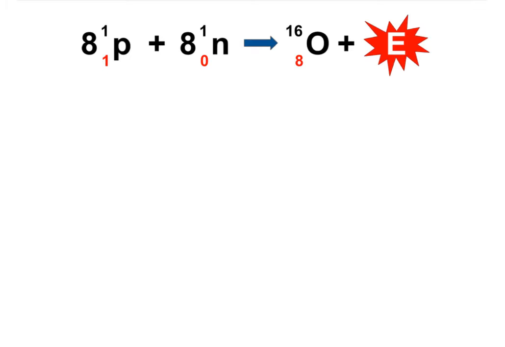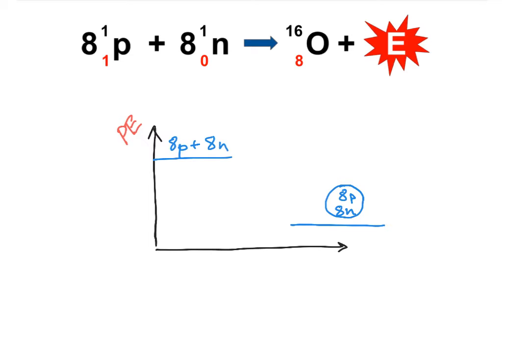If we draw a schematic representation of a potential energy diagram for this process, we would see that 8 free protons and 8 free neutrons have a higher amount of energy compared to the amount of energy they have when they are combined into a nucleus. And this energy is released in the process of protons and neutrons being united into the nucleus.